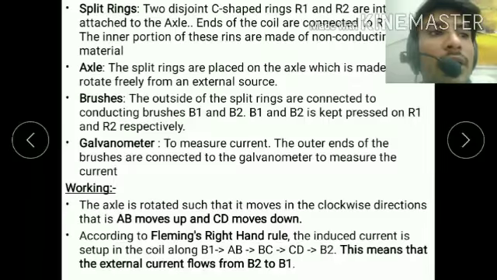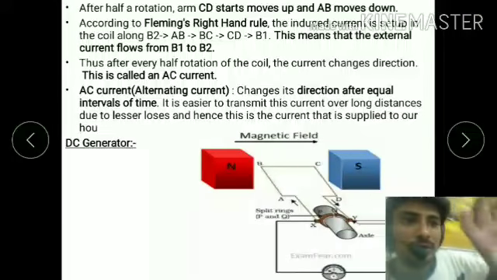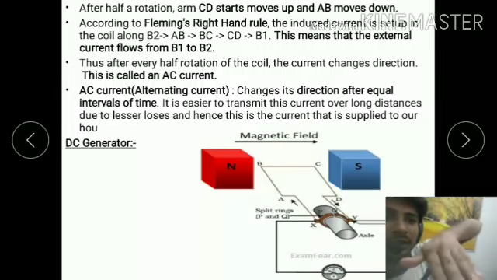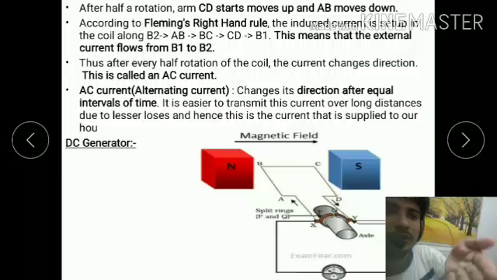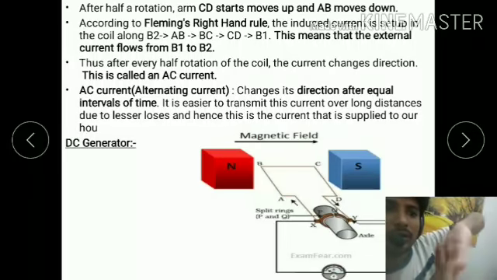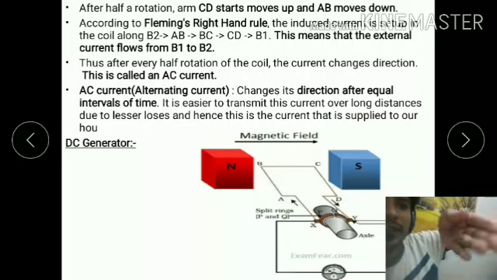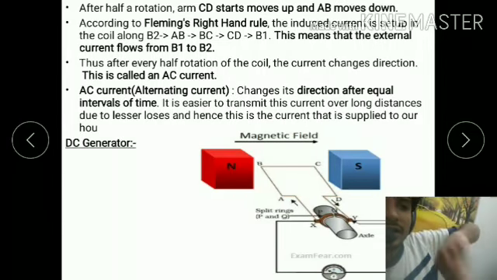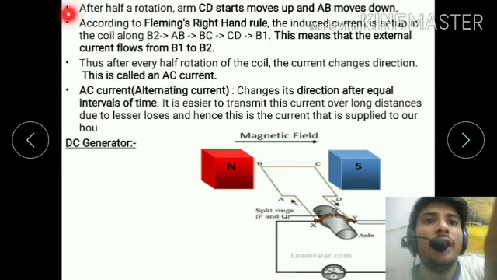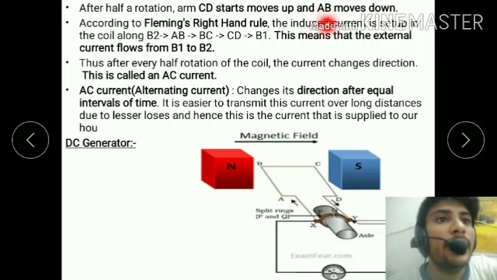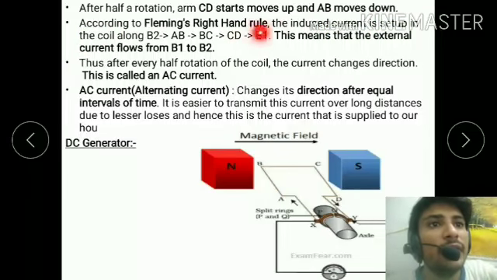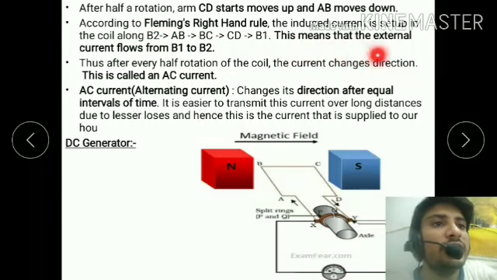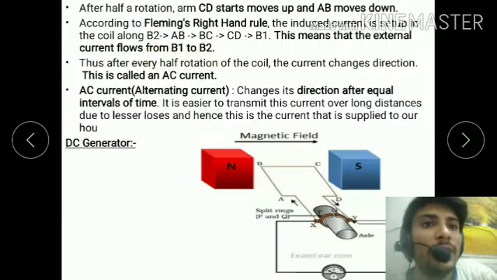Now, after the half rotation, look at the picture. For example, this is AB and this part is CD. Rotation like that. This is the half rotation. After the half rotation, CD starts to move up and AB starts to move down. According to Fleming's right-hand rule, the induced current is set up in the coil along B2, AB, BC, CD, B1. This means that the external current flows from B1 to B2.